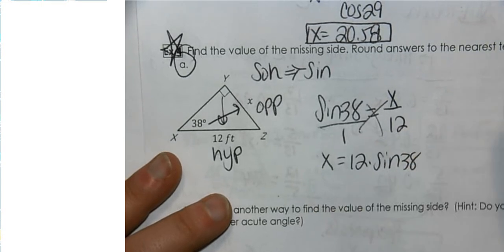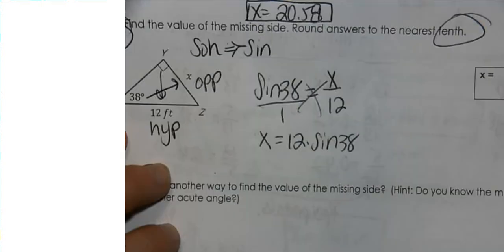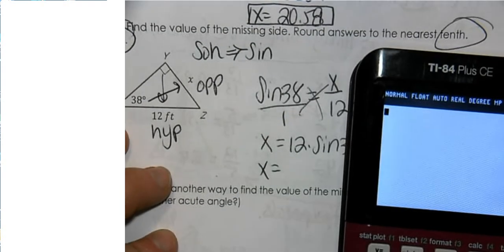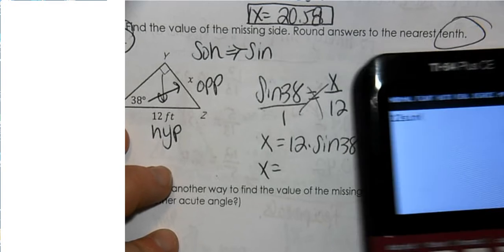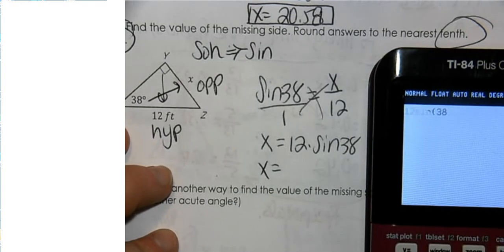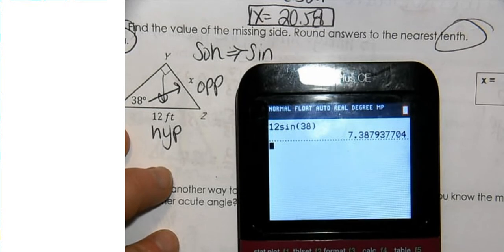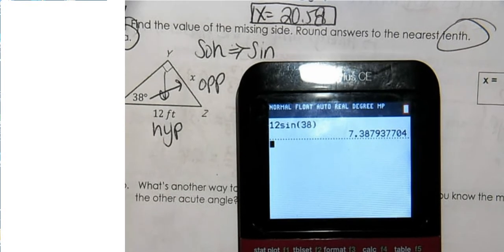And in this problem, we're being asked to round to the nearest tenth. If you would round it to the nearest hundredth, it's not that big of a deal, as long as your answer is correct. That's all that I'm really looking for. And 12 times the sine of 38 is going to be equal to 7.39, or in other words, 7.4.